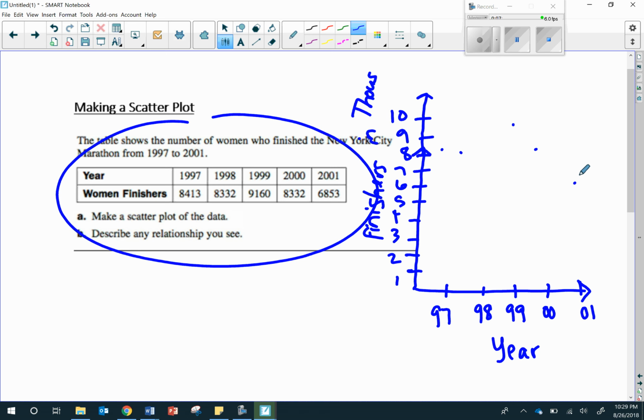I will let you look at the scatter plot and describe the relationship that you see there.